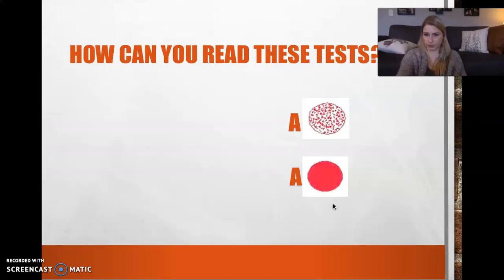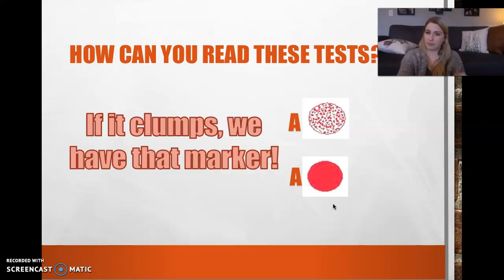In order to do this, we have to look at a test. And the test is going to look for those name tags or antigens that we talked about earlier. So if it clumps, that means we have that little name tag on there. So for the top one here, we have that name tag that has the A antigen on it, meaning that they're either A blood or AB blood. Down here, we do not have an A marker, so that means that we do not have any A name tags on there. So that could be O blood, that could be B blood, but it cannot be A blood or AB blood.